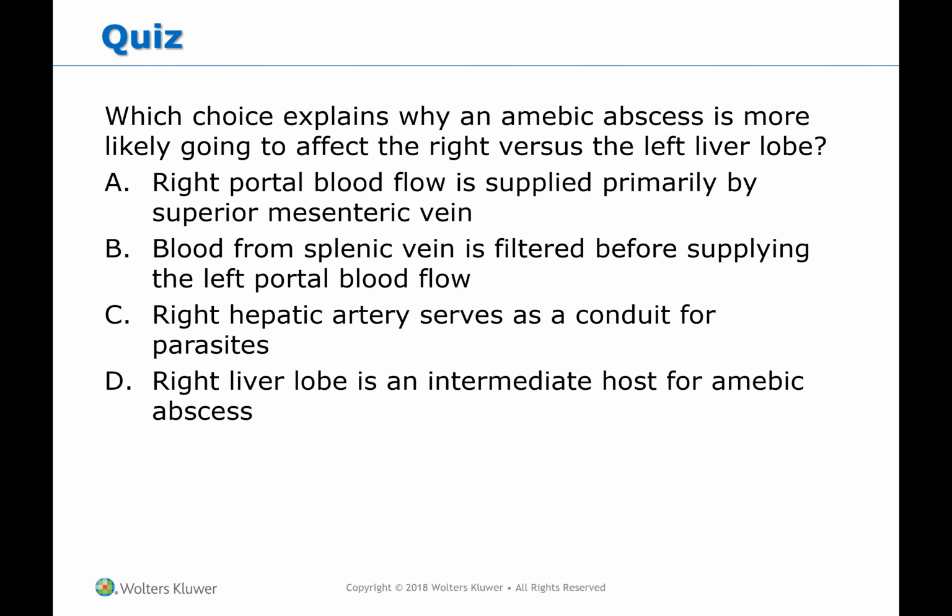Which choice explains why an amoebic abscess is more likely going to affect the right versus the left liver? I just talked about this, so I hope we're learning. It's A: the SMV supplies the portal vein. The SMV drains the GI tract, so if there was some kind of amoeba in the GI tract, it's getting transported there. Gross.